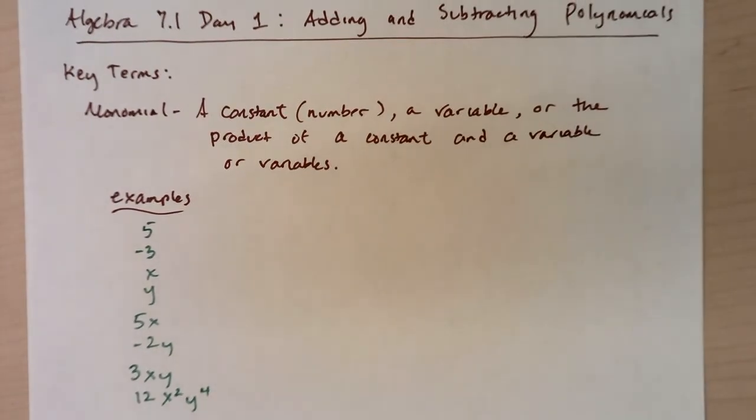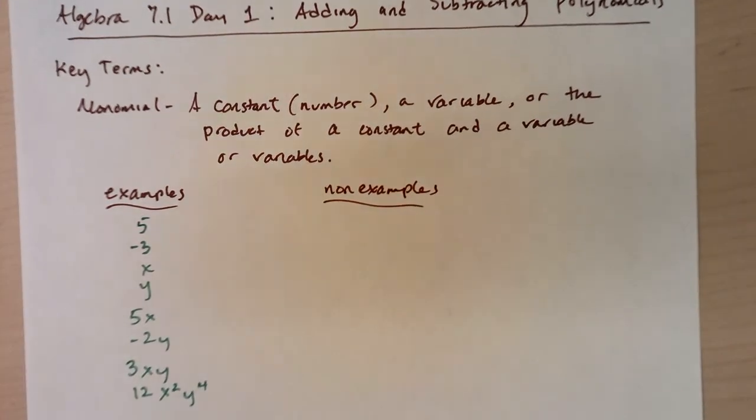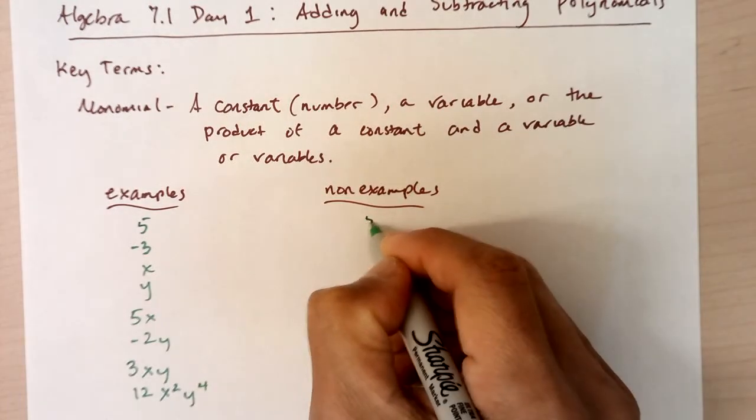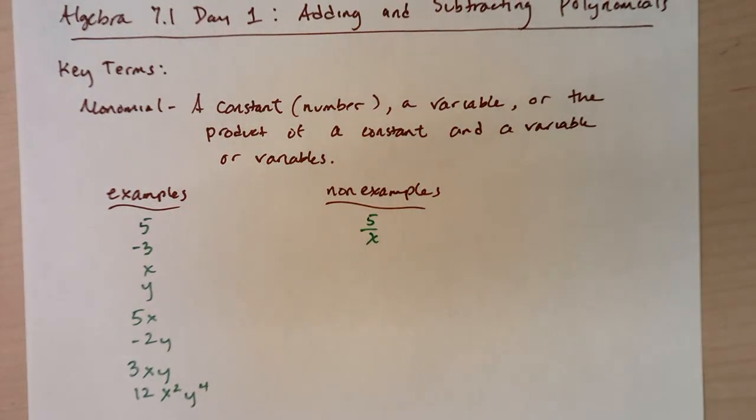If all those are monomials, you might think, well, everything could be a monomial. Let's go over some non-examples, things that are not monomials. A monomial is a constant, variable, or the product of a constant and a variable or variables. So I can't have something like 5 divided by x. That's not the product, that's a quotient. Just think about not being able to have the variable in the denominator.